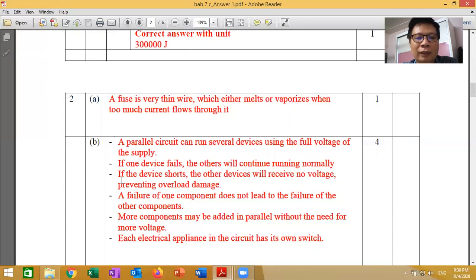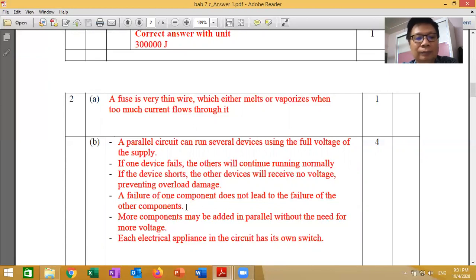Okay, but if the device shorts, the other devices will receive no voltage, preventing overload damage. Understand or not? If the device is short, the other devices will receive no voltage. Meaning one of the devices spoiled already, right? The other devices will receive no voltage, preventing overload damage. Okay, the next one. A failure of one component does not lead to the failure of other components. It means if one of our components spoils, the other components can still be used as normal.